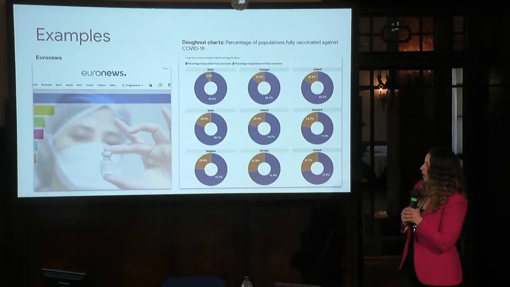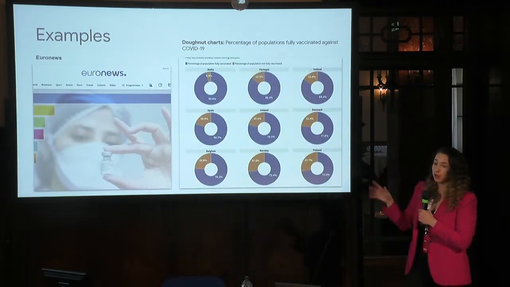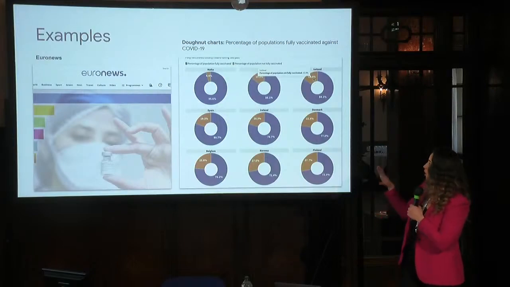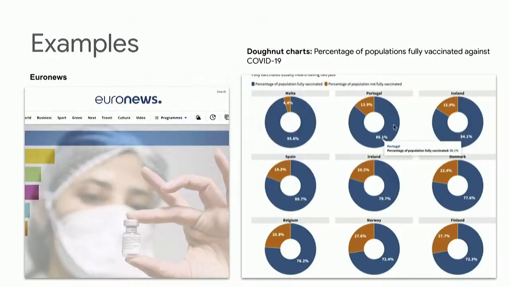And another example here from Euronews. So they've used donut charts to essentially compare the percentage of populations that have been vaccinated with COVID-19. So as an audience member, you can go onto their website and you can hover your mouse over and you can compare and contrast, okay? So things like this, just adding a little bit of animation in the middle of your article doesn't take long. Once you master a template, you can just whiz through.